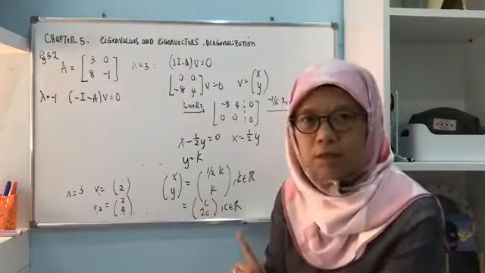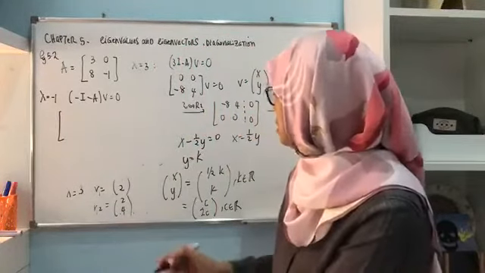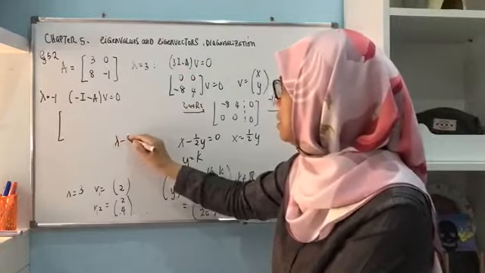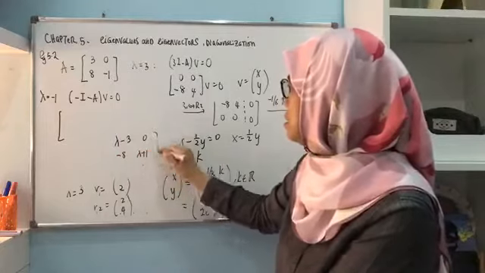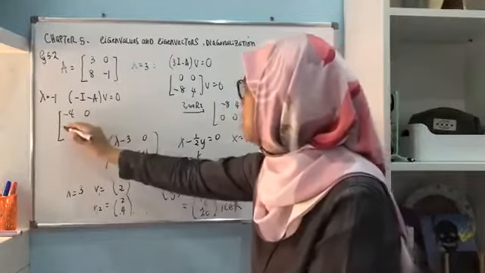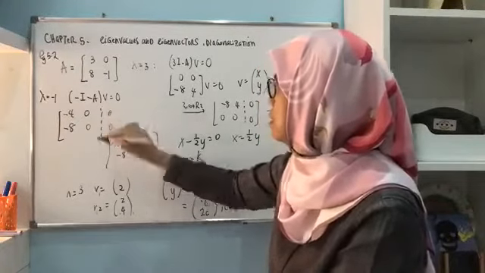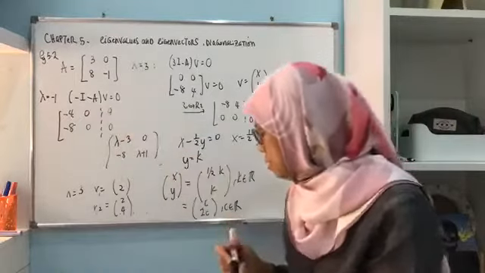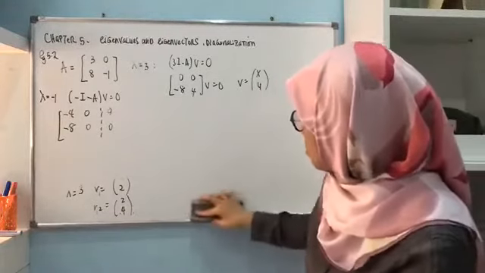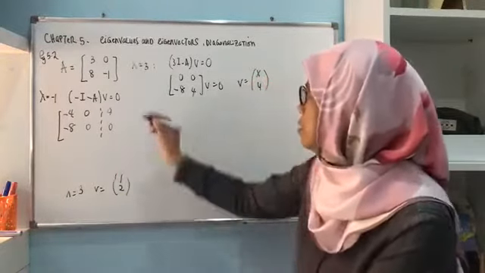Okay, for this matrix. So I get minus I minus A, right? Just now I get this, right? Okay, so when lambda is negative 1, I get negative 4, 0, negative 8, 0 again. Okay. So just leave one question here, right? One.